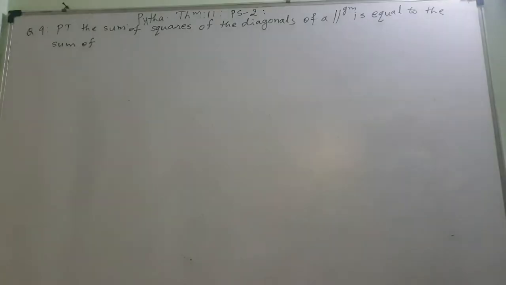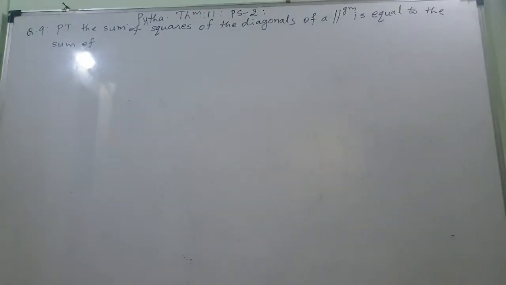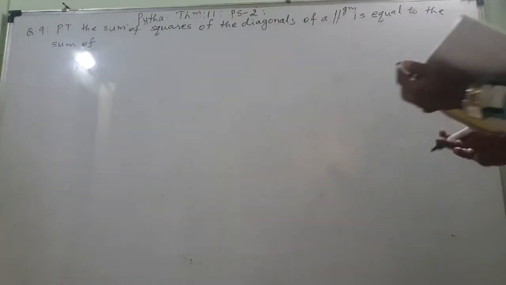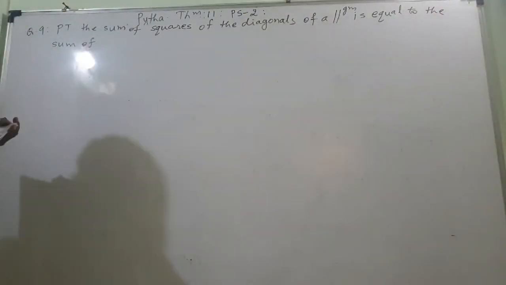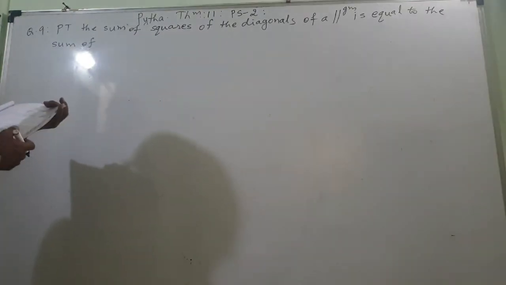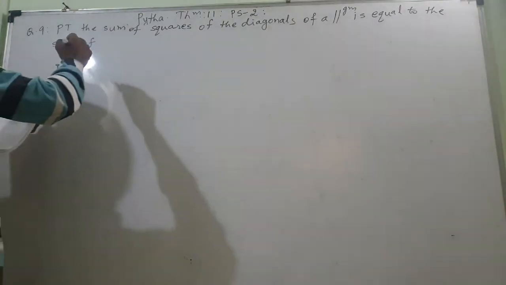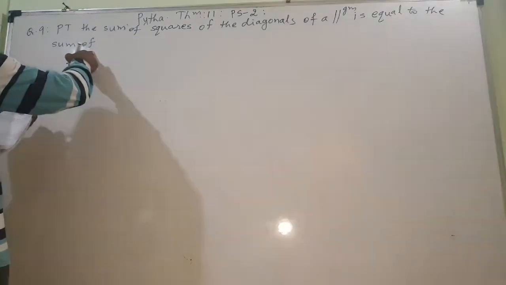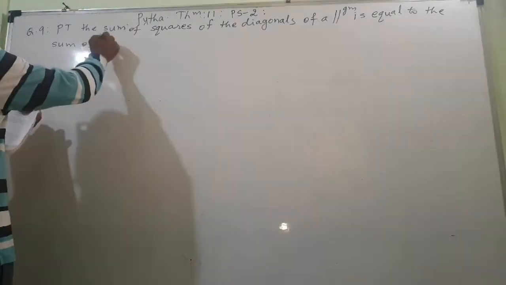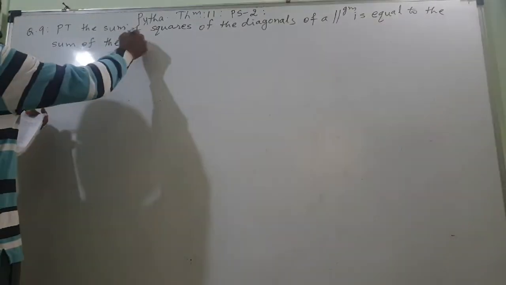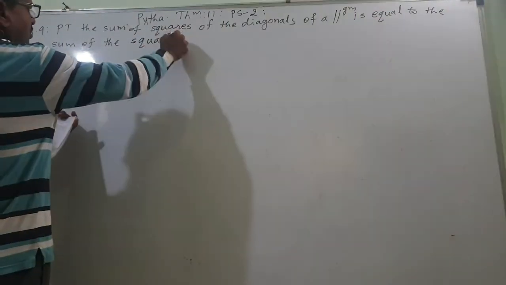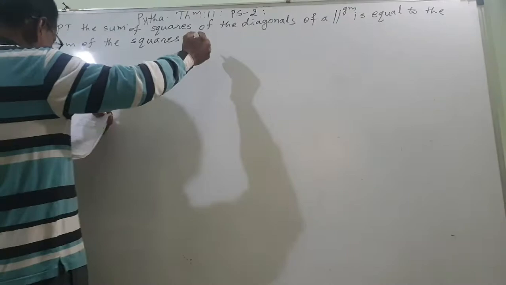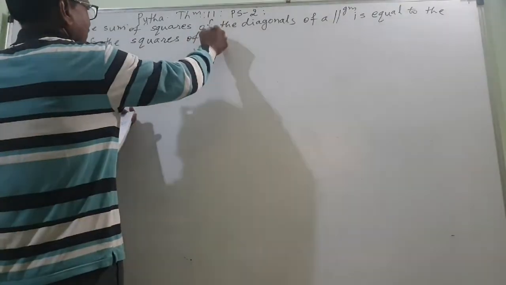I forgot to switch on another light. I don't know how much you have seen in the first video, the first question, question number 8. I forgot to switch on this other light. Is equal to the sum of the squares of its sides.